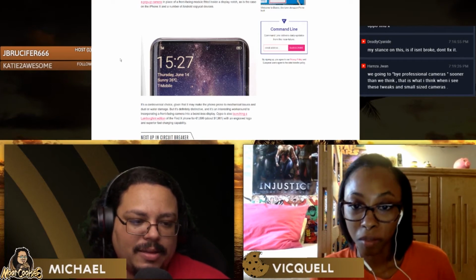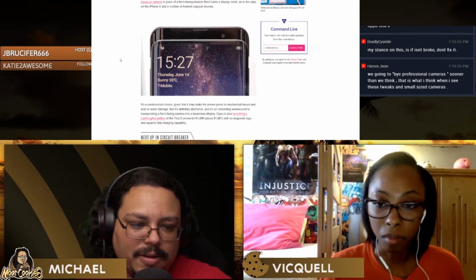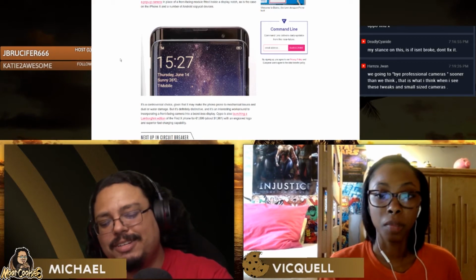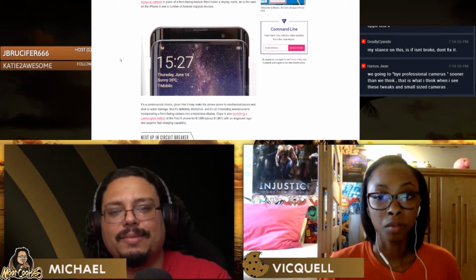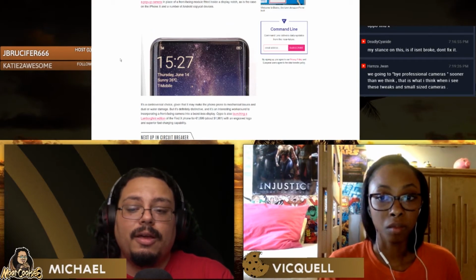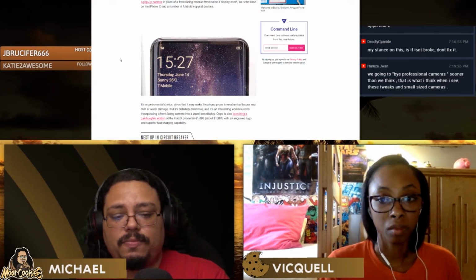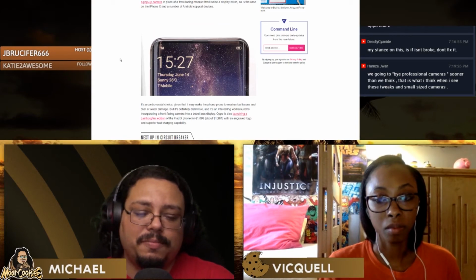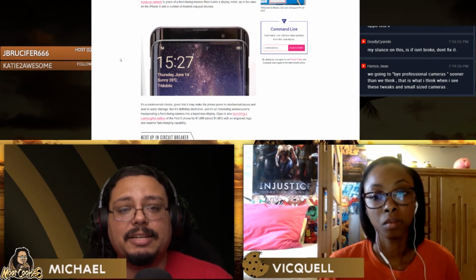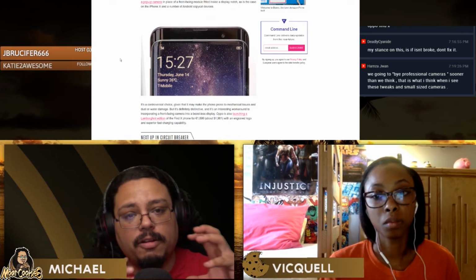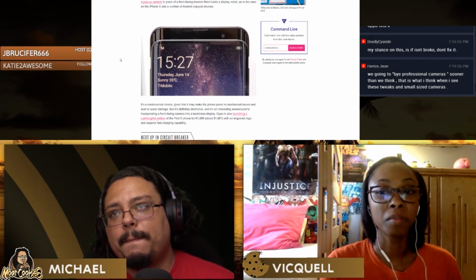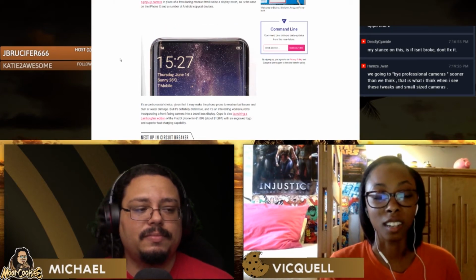We're going to buy professional cameras sooner than we think. That's what I think when I see these tweaks in small camera sizes. I have to disagree. See, that's where I have to disagree, because professional grade cameras still blow these things out of the water. Granted, yes, there are people that will still be using them comparatively, especially because of how easy it is to move around with phones compared to lugging around a big DSLR camera. Exactly. Yeah. But I prefer to take my phone with me than lugging a DSLR camera.